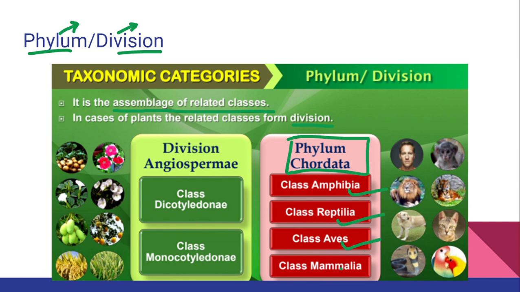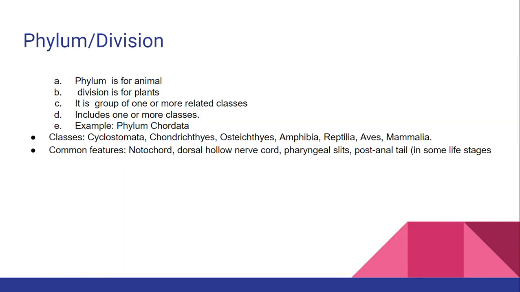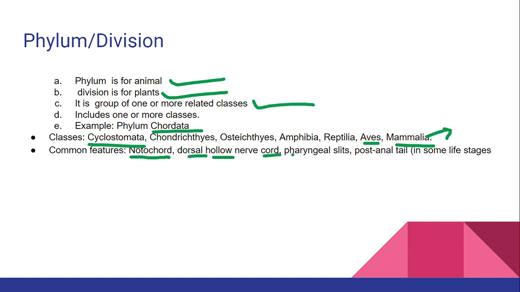Now here, when I talk about phylum Chordata, class Amphibia, Reptilia, Aves and Mammalia, all four are going to come under phylum Chordata. Right? All are interlinked with each other. So phylum is for animals, division is for plants, and it is a group of one or more related classes, right? For example, phylum Chordata. Now these classes like Cyclostomata, Chondrichthyes, Osteichthyes, Amphibia, Reptilia, Aves, Mammalia, all these things we are going to study in detail in the animal kingdom chapter. So I'm not going to explain in detail over here.